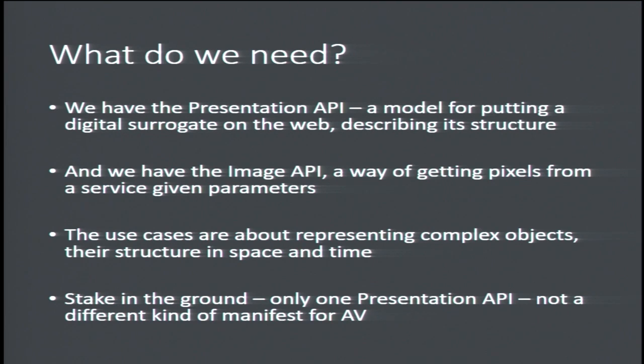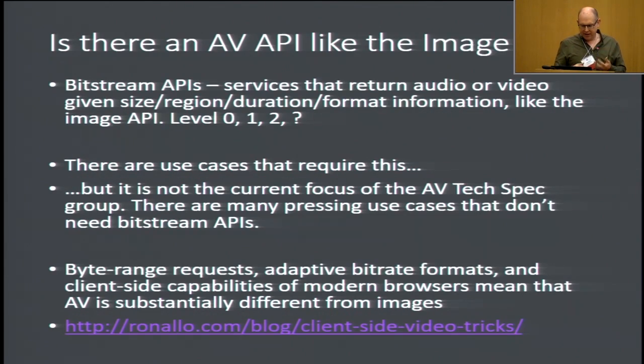Now, one stake in the ground we probably need to make is that there is no separate Presentation API for AV alongside the one we already have, because that would prevent us having mixed media manifests, and that would be a bad idea. So there's only one Presentation API. But is there an AV API like the Image API? That was the starting point of the work.